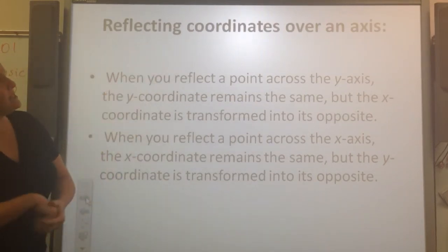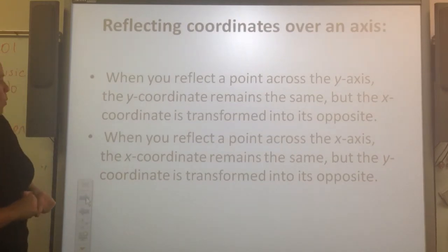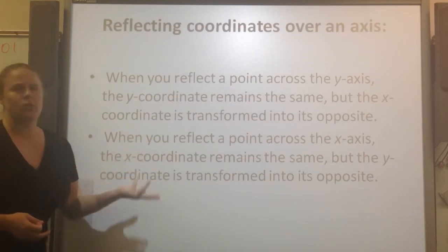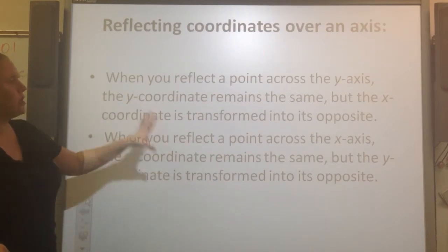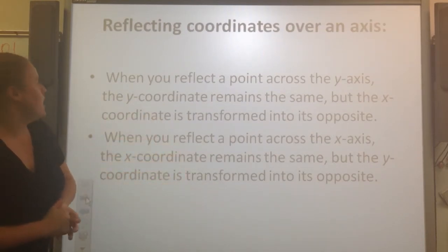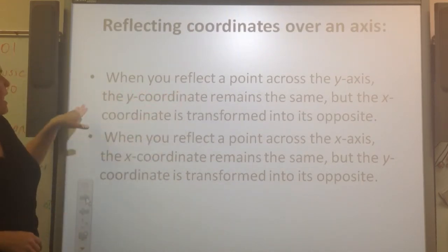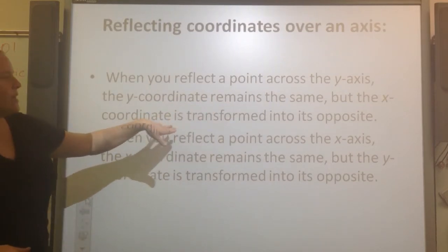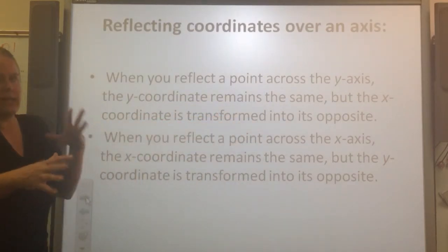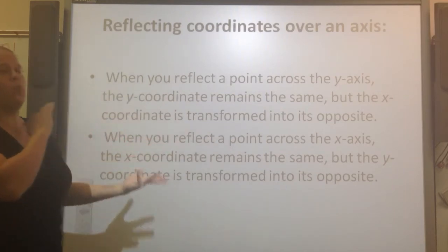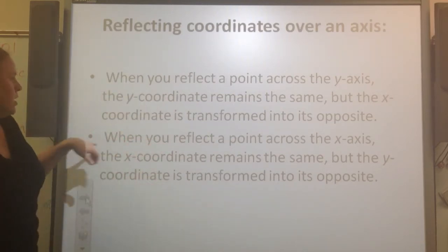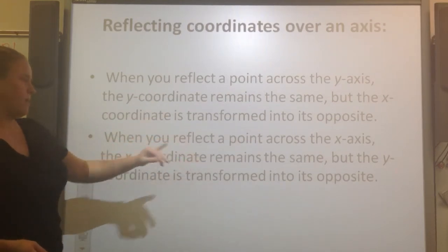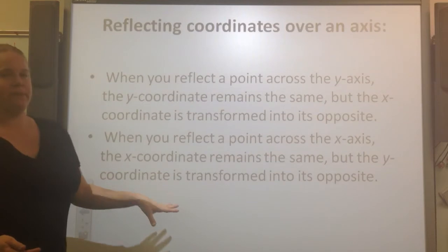So reflecting coordinates over an axis. And like I said in the last video, there are some notes I'll tell you when and when not to record. You're going to want to pause and get this recorded when I finish. When you reflect a point across the y-axis, the y-coordinate remains the same, but the x-coordinate is transformed into its opposite. Right now it's a lot of, oh my gosh. Once you see it in motion, it'll make more sense to you. When you reflect a point across the x-axis, the x-coordinate remains the same, but the y-coordinate is transformed into the opposite.